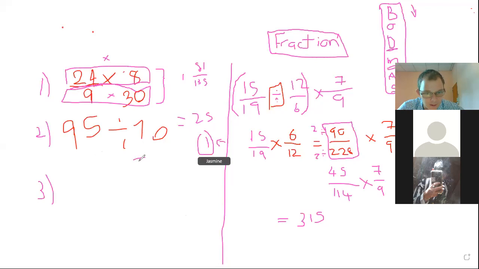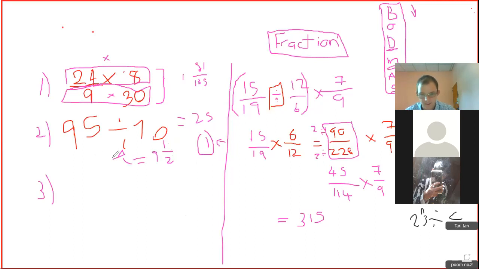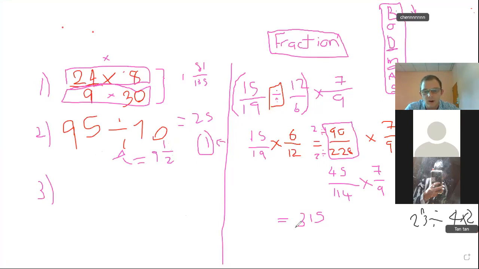This answer here equals 9 and a half for this answer. It's too easy for teacher to calculate. Just by looking at it, I know the answer. What is 45 times 7? 315. Of course. Teacher, never wrong. What is 114 times 9? 114 times 9. 1026.